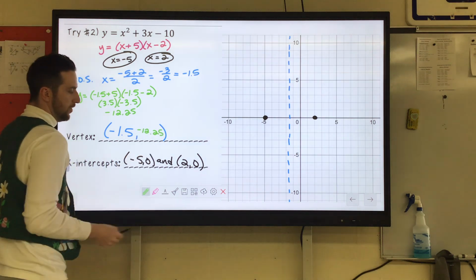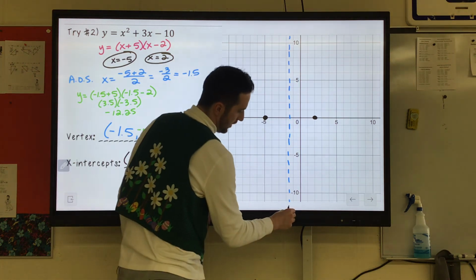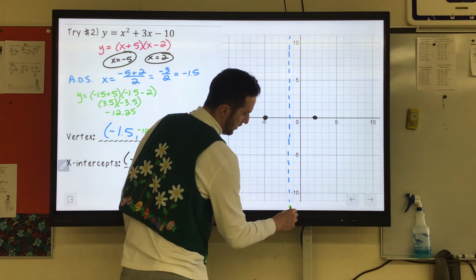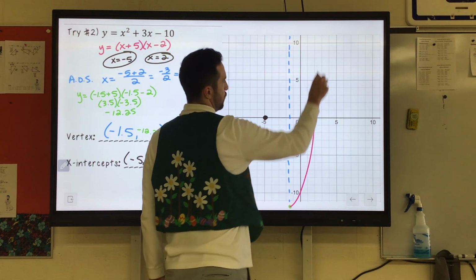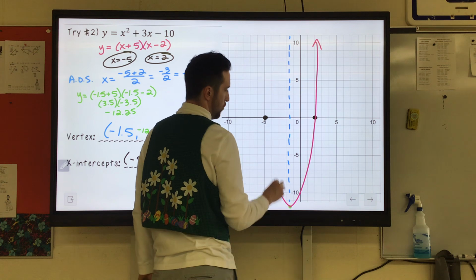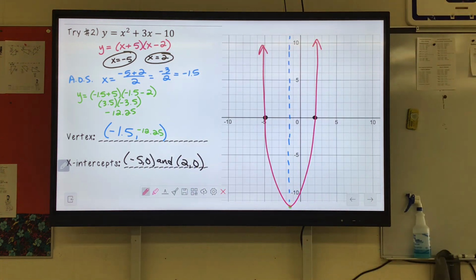Now that's going to actually fall off of our graph. You could always change the scale, but let's just say it just makes it down here, and then we could draw in the parabola from there. Very fun. Look at us graphing in factored intercept form.